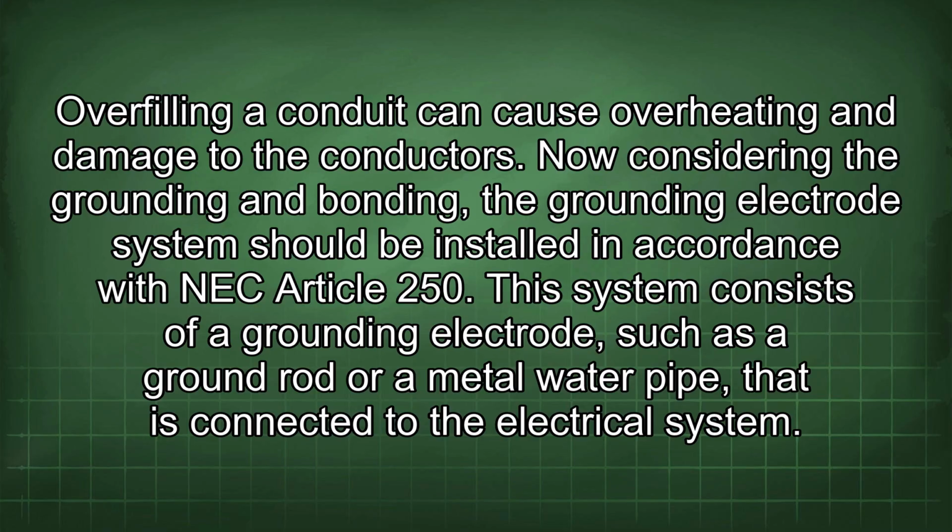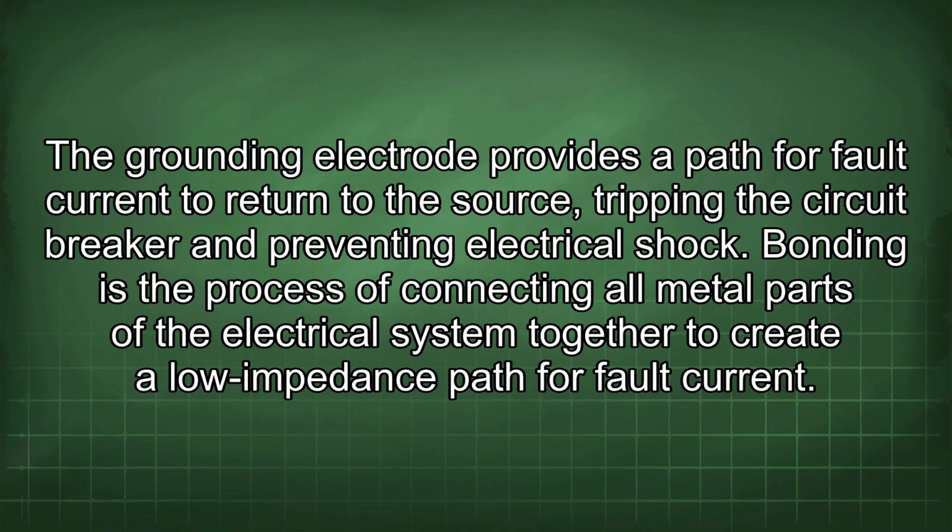Now considering the grounding and bonding, the grounding electrode system should be installed in accordance with NEC Article 250. This system consists of a grounding electrode, such as a ground rod or a metal water pipe, that is connected to the electrical system. The grounding electrode provides a path for fault current to return to the source, tripping the circuit breaker and preventing electrical shock.